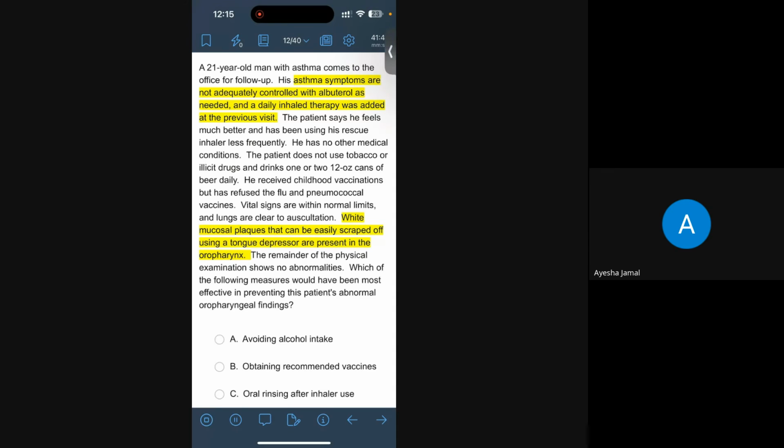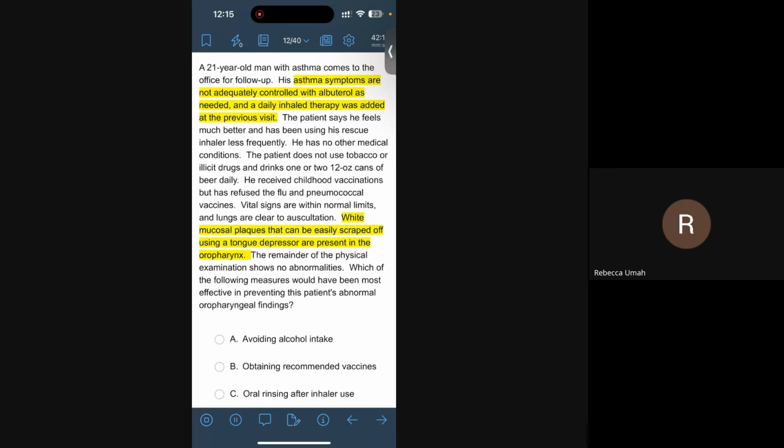Can you tell me what daily inhaled therapy was added at the previous visit? Can you tell me the drug? Steroids. Yes. When you are giving a person albuterol and his symptoms are no longer getting controlled with albuterol, the second drug which we add after albuterol is a steroid drug, and it is called step-up therapy. Yes, we will add a steroid.